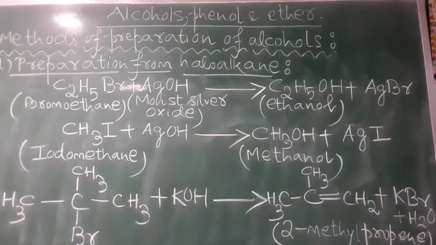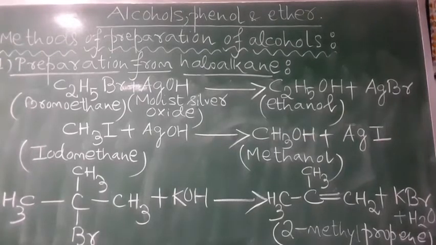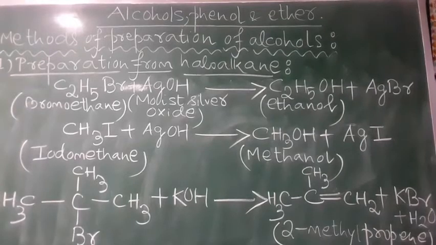Okay children, now you can see what I have written on the board. Bromoethane, when treated with moist silver oxide, which is actually silver hydroxide, will form ethanol plus silver bromide. Next, iodomethane, when treated again with moist silver oxide, which is actually silver hydroxide, forms methanol and silver iodide.